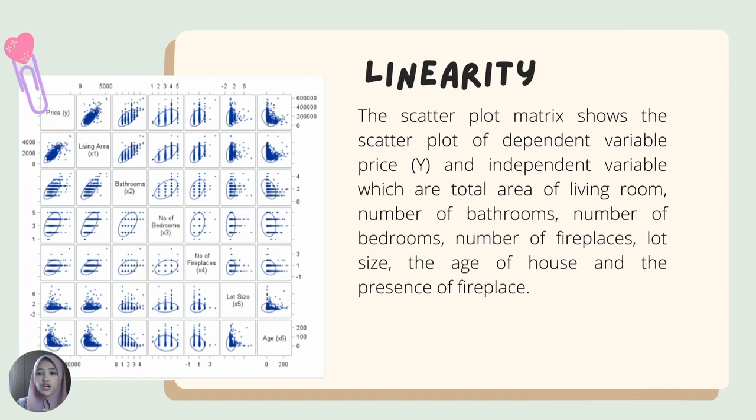x, which are total area of living room, number of bathrooms, number of bedrooms, number of fireplaces, lot size, the age of houses, and the presence of fireplace. Based on this figure, the pattern of the scatter plot has been described. There is no linear relationship between price and number of fireplaces, and there is no linear relationship between price and the age of houses. Thus, transformation needs to be done on X4 and X6.